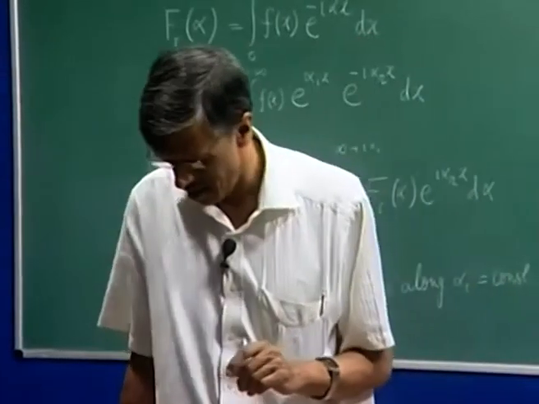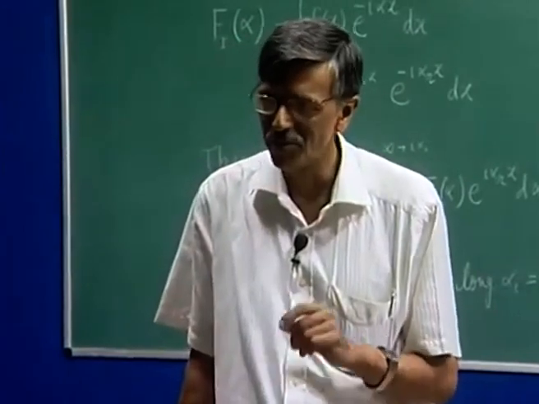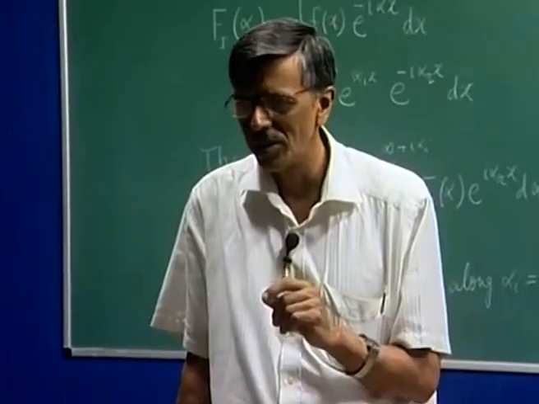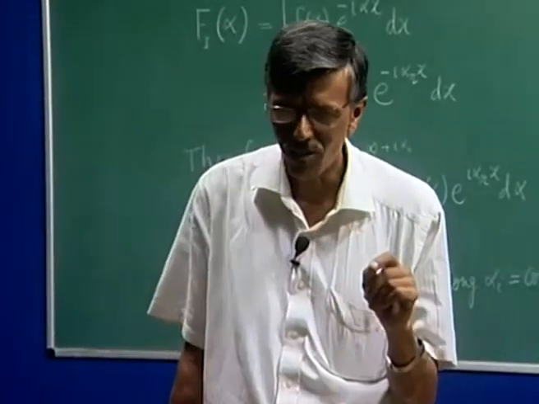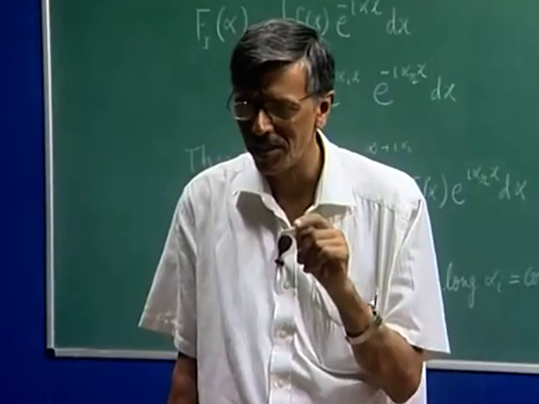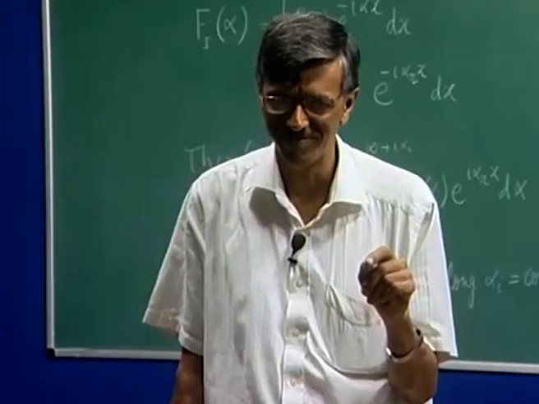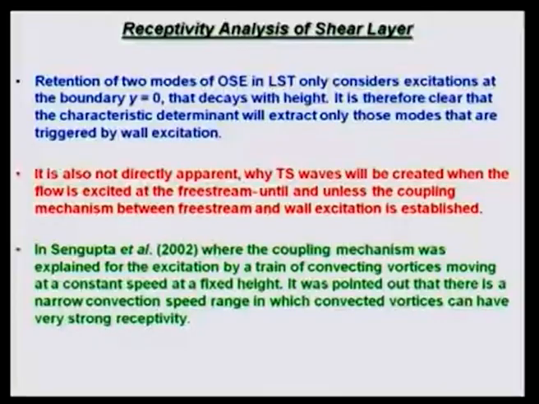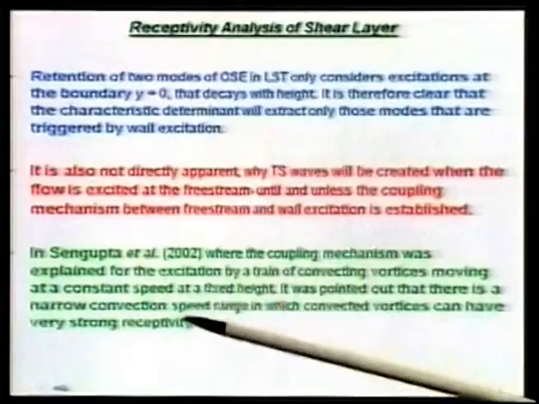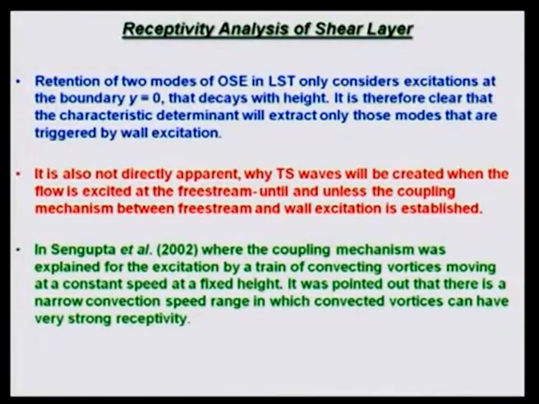Have you ever sort of paused and thought about all this, that we are talking about inputs which are steady, but all instability points at disturbances which are time varying? So, here also we are doing the same thing. We are talking about a train of convecting vortices moving at a constant speed at a fixed height. Despite that, you will see unsteady effects come up downstream over the plate.